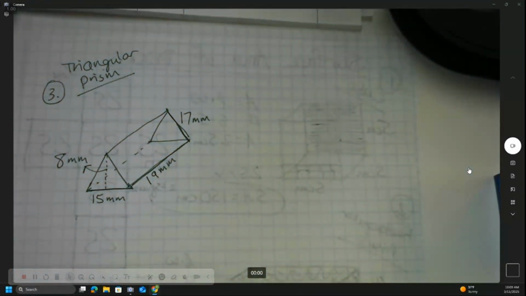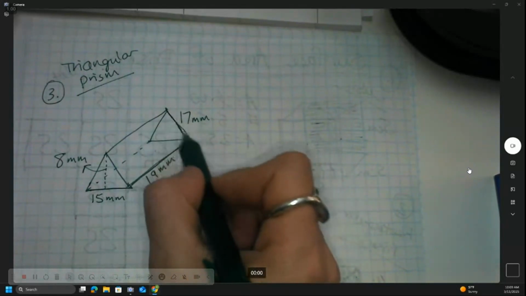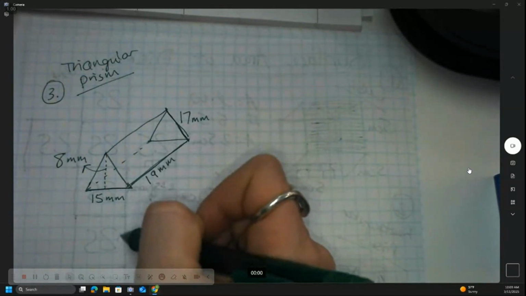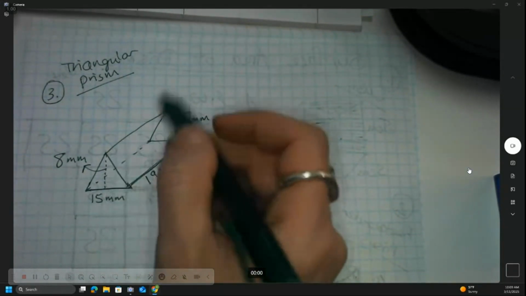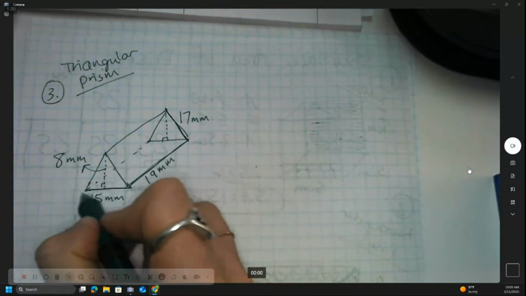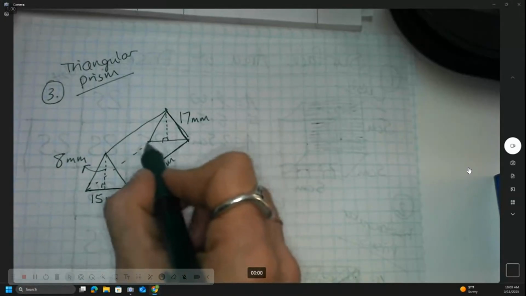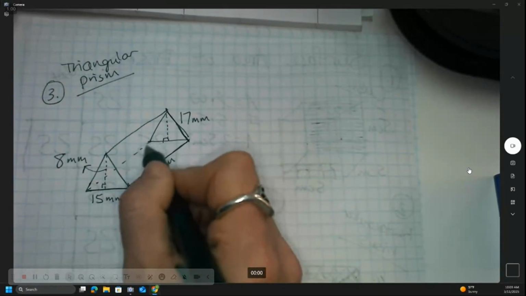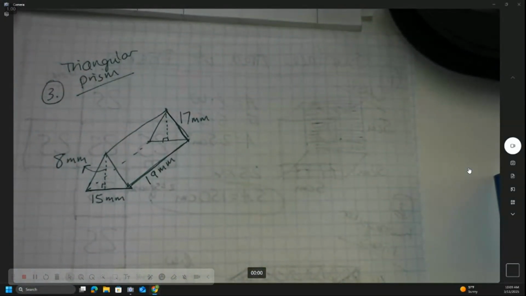Now, you need to just know all these measurements to fill in the rest that's not there. So if this one's 17, that means this one's 17. The height of this base triangle is 8. That means the one over here is also 8. The base over here is 15, so the base over here is 15. If this one's 19, this one's 19. You got to be able to visualize the missing dimensions.